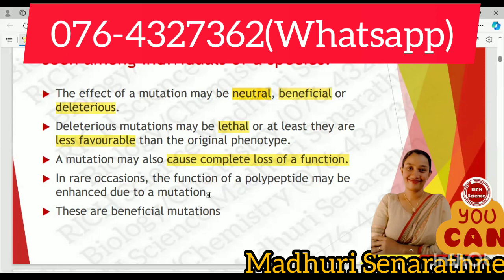Previously, we learned genes control characters. What are the characters actually? Examples: eye color, skin color, the vision. So many characters we can see in our body. Each character is controlled by a gene or set of genes.